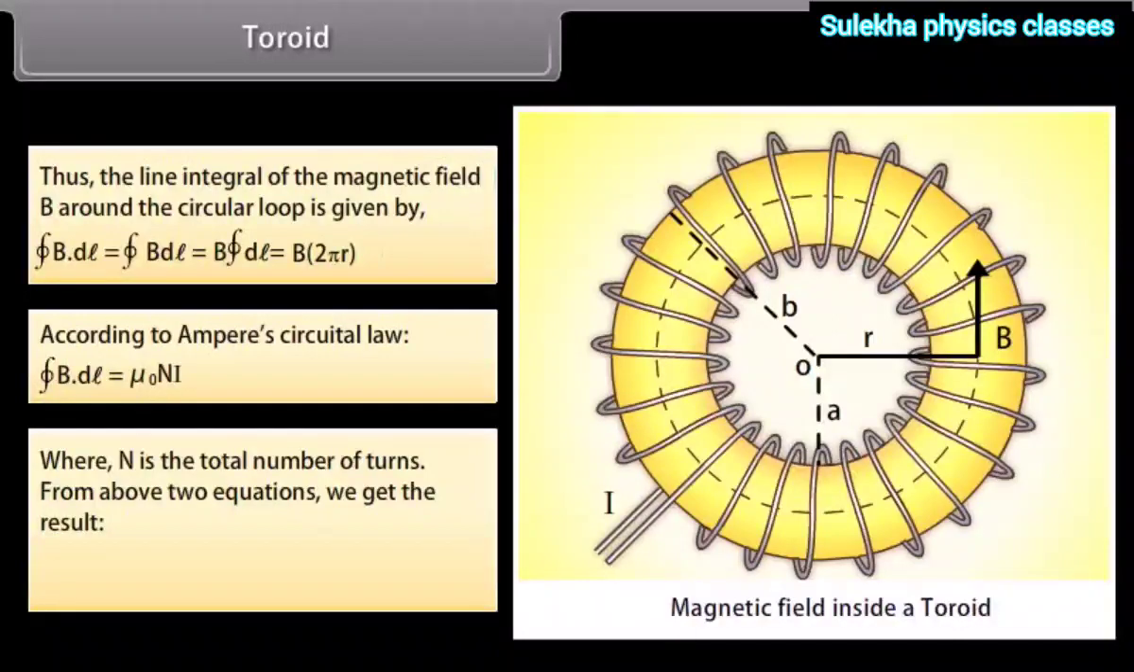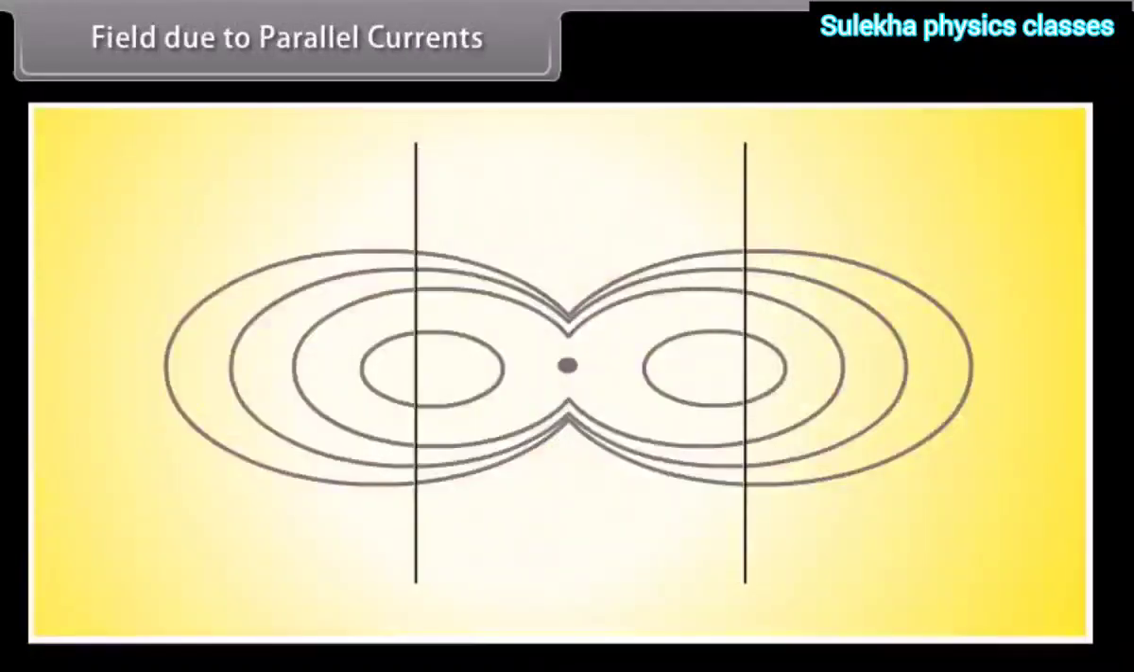From above two equations, we get the result B is equal to mu naught nI divided by 2 pi r. Field due to parallel currents. It represents the combined magnetic field due to two parallel conductors carrying current in the same direction. The pattern of the magnetic field indicates attraction between the conductors.